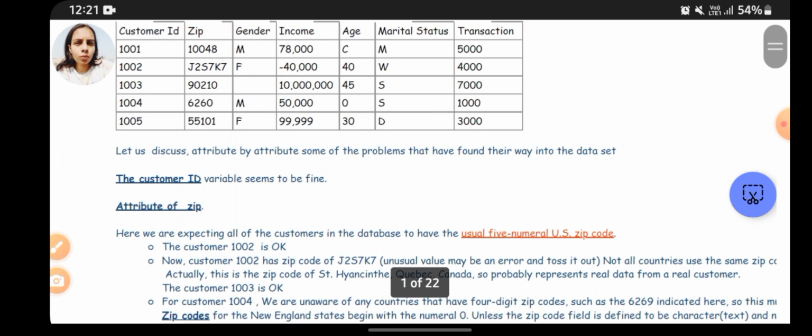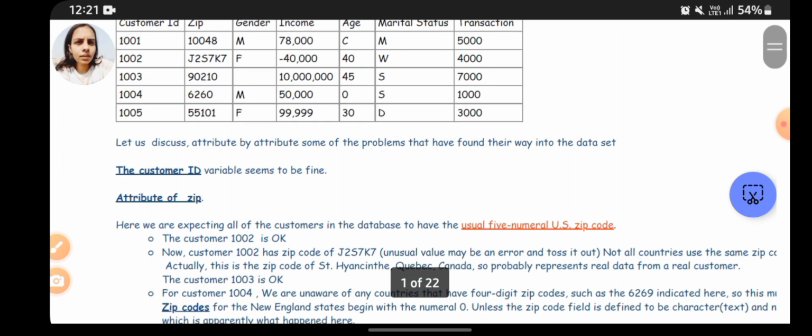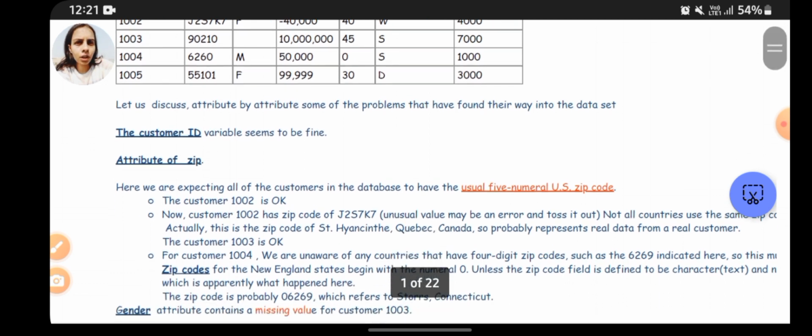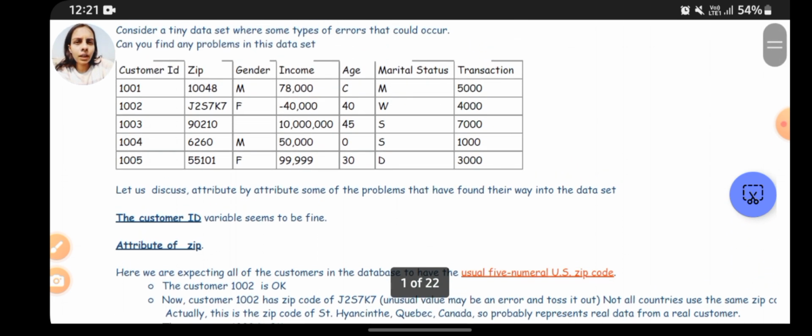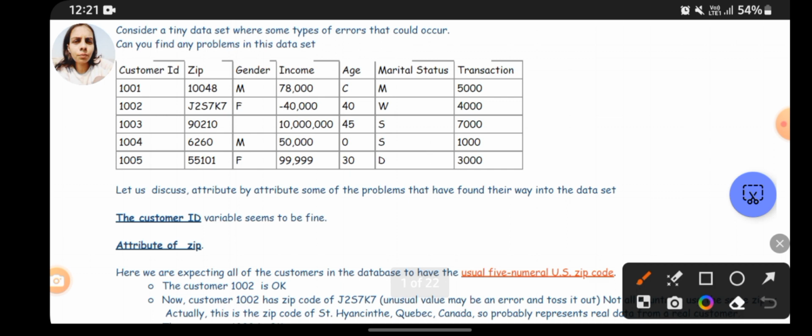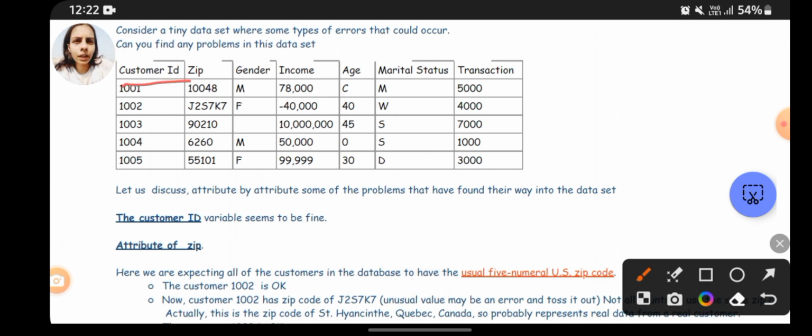So in the solution, let us discuss attribute by attribute the problems that I find in the data set. We will discuss attribute by attribute and see which attributes have problems. First is customer ID. This is the customer ID variable, and it seems to be fine.